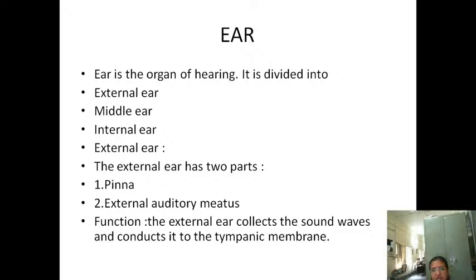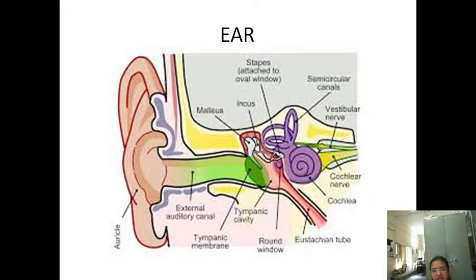Coming to external ear, the external ear has two parts, pinna and external auditory meatus. Coming to the function of external ear, the external ear collects the sound waves and conducts it to the tympanic membrane. You can see the structure of the ear here. From the tympanic membrane, the green one in the middle, to the pinna or auricle, it is the external ear. The pink one is the middle ear.